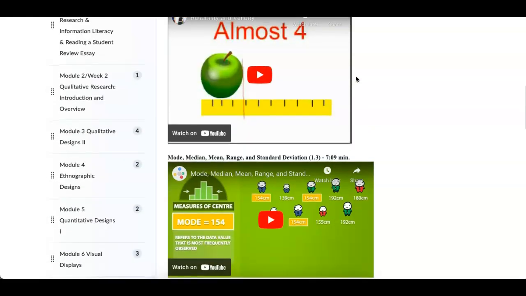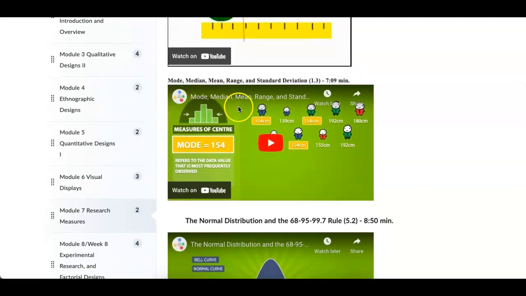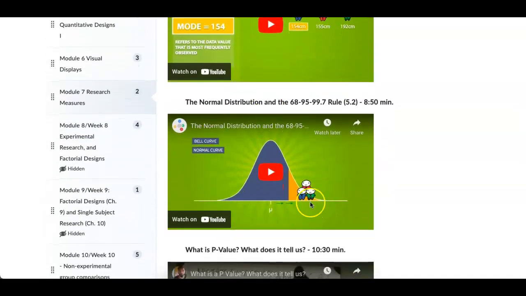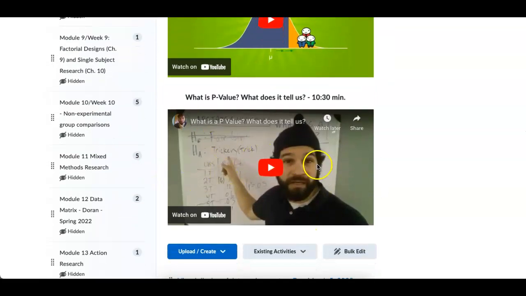We have videos on reliability and validity, mode, mean, range, standard deviation, normal distribution, p-value. I want to specifically mention to everybody, this is something I will be highlighting and kind of hammering throughout the analysis of quantitative research. Take a look at this one. You might want to even watch that twice.